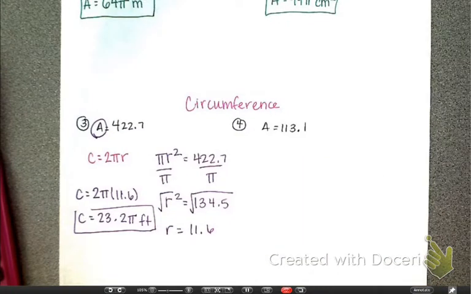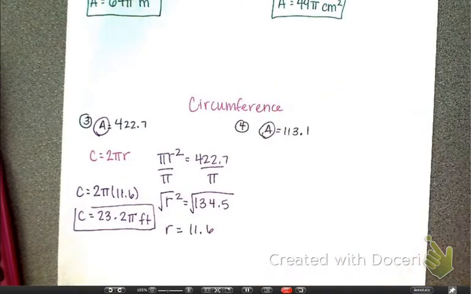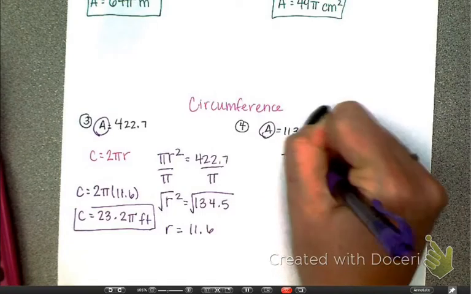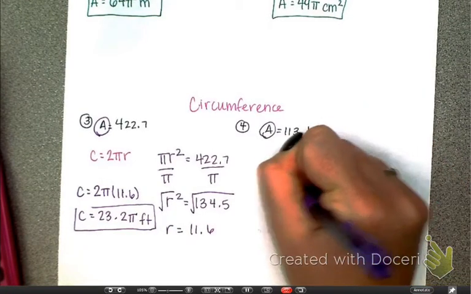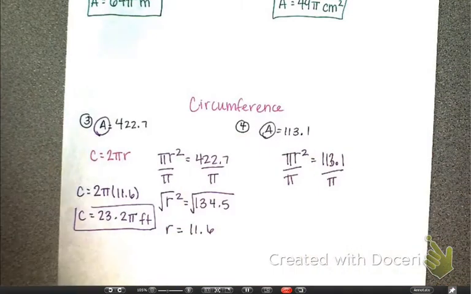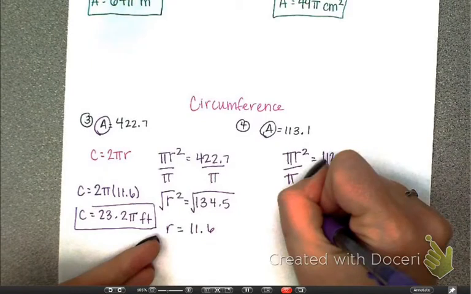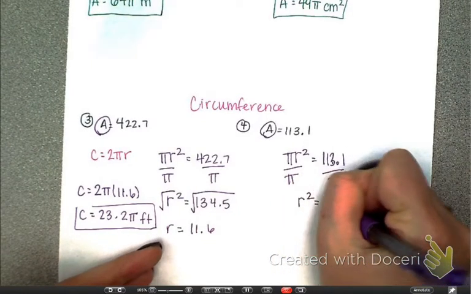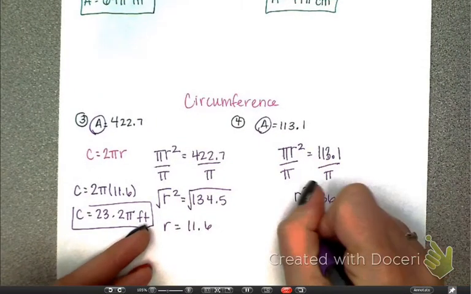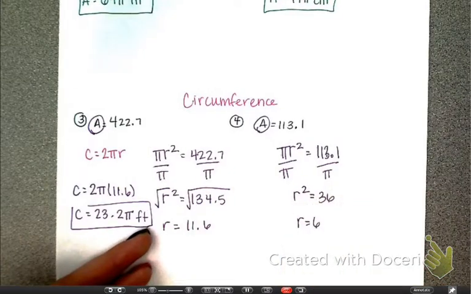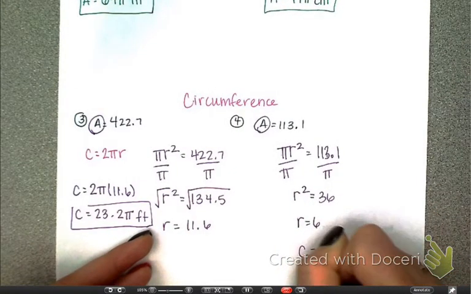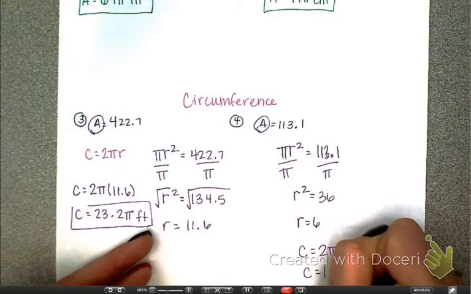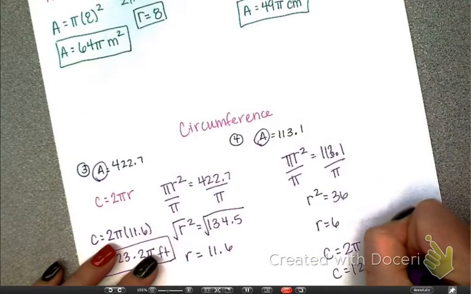Okay, let's do this last one. Again, I'm going to replace A with pi r squared. Start by dividing by pi. So 113.1 divided by pi gives me 36. When you take the square root of both sides, you end up with r equals 6. So your circumference is 2 times pi times r, or 12 pi miles.